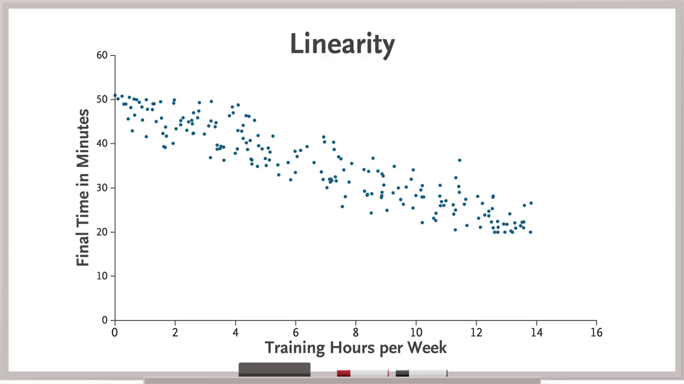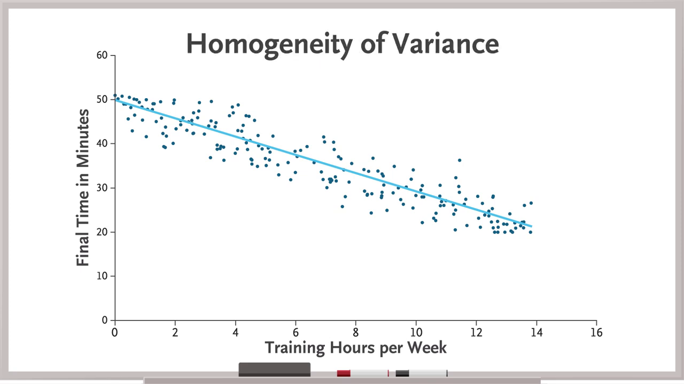Here you see that there does appear to be a linear relationship between the time spent training and the time needed to run the course. Assumption 2 is homogeneity of variance. To check this and the other remaining assumptions, you use the residuals.